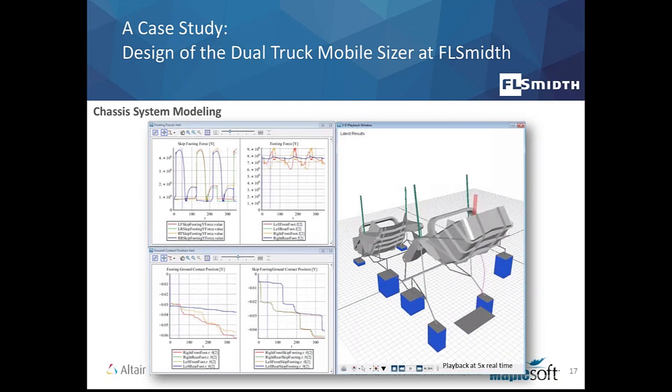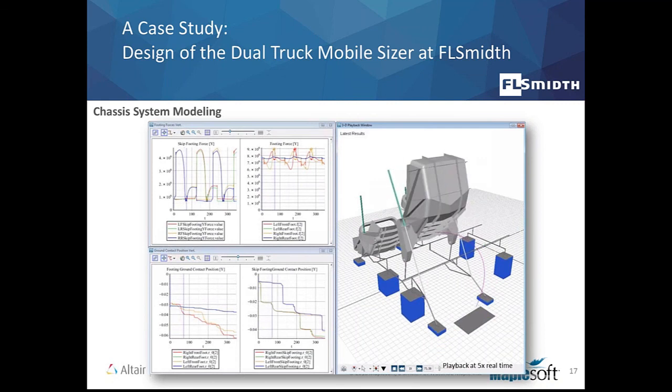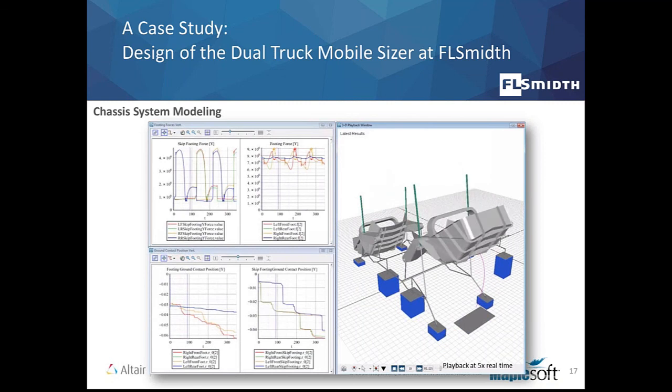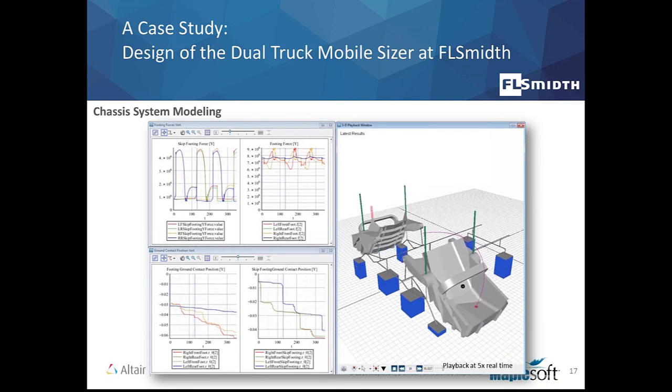We have two skips and a chassis system. You can see the blue boxes represent the pressure at different footings for the chassis and the skips. They have separate footing systems, and it's important to have the correct force distribution.